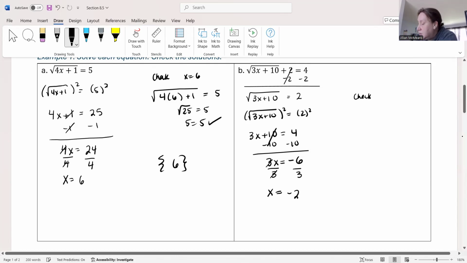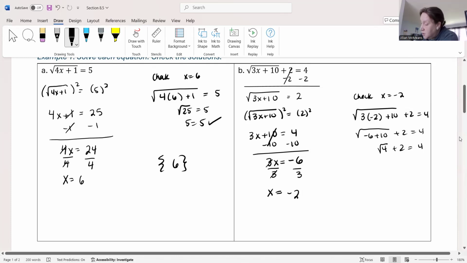So let's check x equals negative 2. So I get 3 times negative 2 plus 10 plus 2 equals 4. All right. Well, 3 times negative 2 is negative 6. So I get negative 6 plus 10 plus 2 equals 4. Well, negative 6 plus 10 is 4. So we have the square root of 4 plus 2 is 4. The square root of 4 is 2. So I get 2 plus 2 really truly does equal 4. So we can say that our solution really is negative 2.